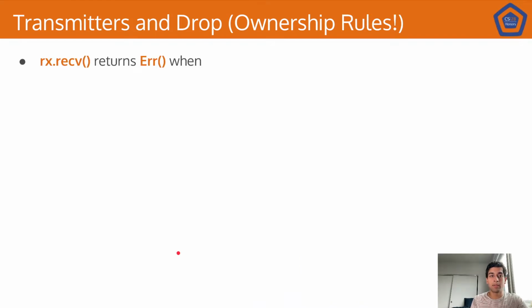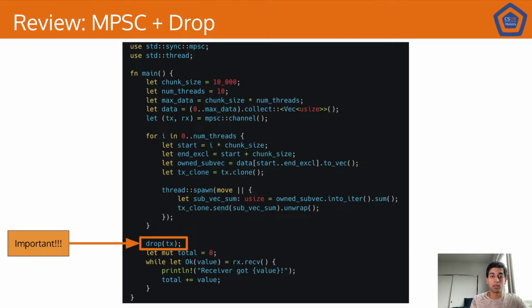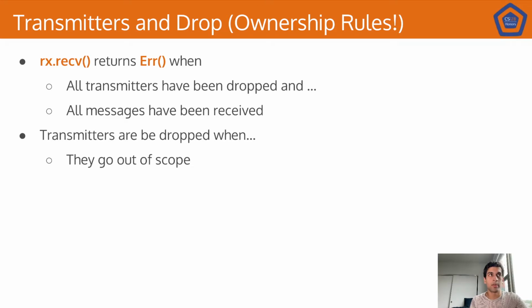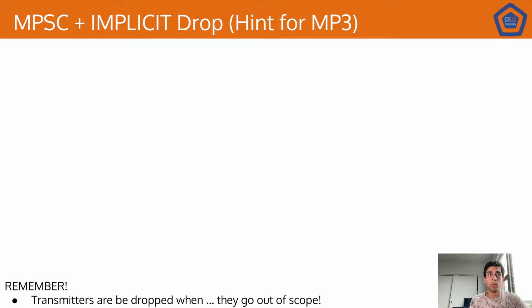Like we said, receive returns an error when all transmitters have been dropped and all messages have been received. And so we're saying loop while we get an OK. We're never going to get an error while the receive is blocking. So receive finally returns an error and stops blocking when you've gotten all messages and all transmitters have been dropped. We said transmitters are dropped when they go out of scope, or you call drop on them. Rust automatically calls drop when a variable goes out of scope, so when the thread finishes, but you can do it ahead of time. So we can get around having to call drop ourselves.